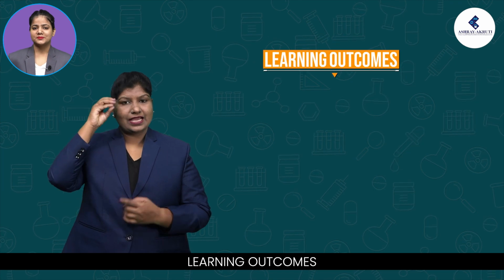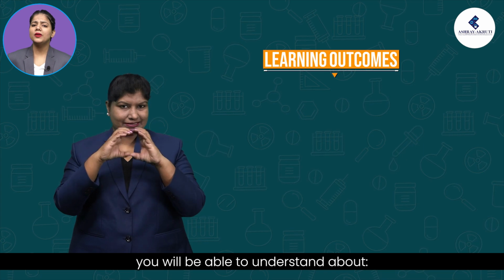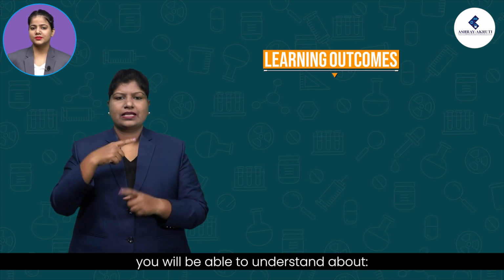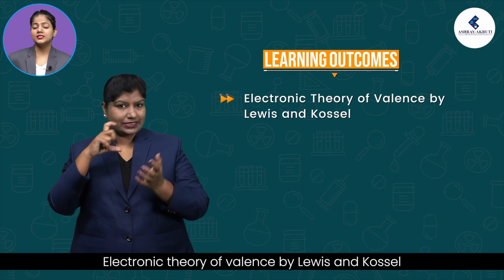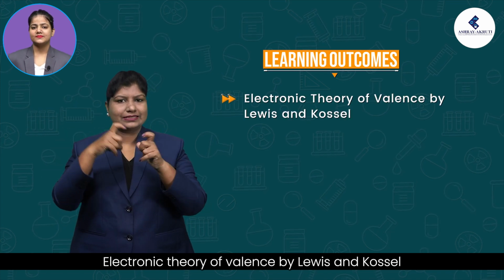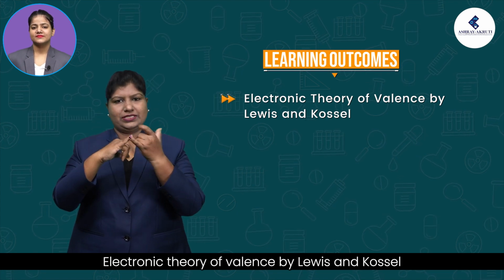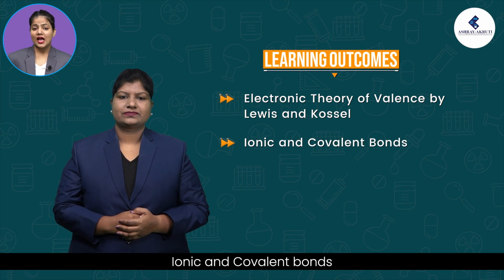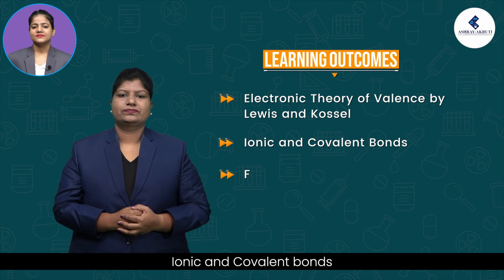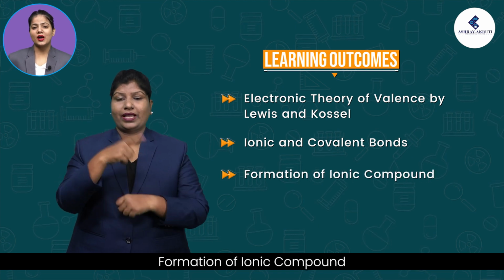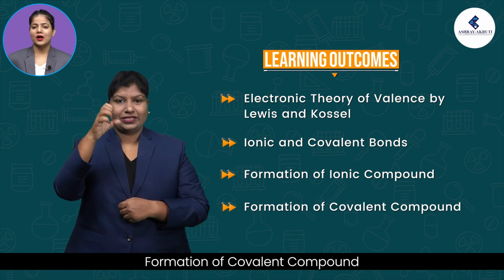Learning outcomes. At the end of this session, you will be able to understand about the Electronic Theory of Valence by Lewis and Kossel, ionic and covalent bonds, formation of ionic compound, and formation of covalent compound.